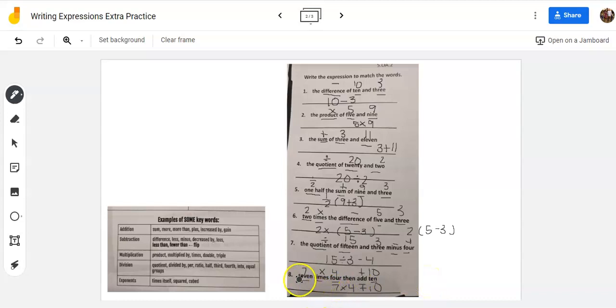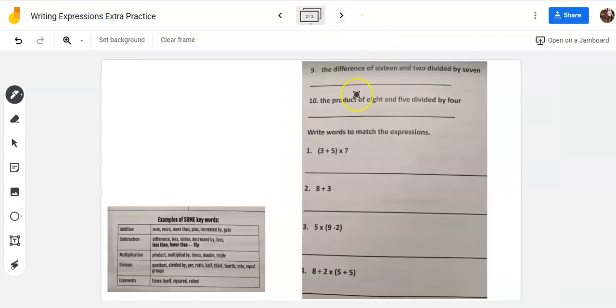Number 8, I underlined 7 times and 4. Then I underlined add and 10. Times means we're going to multiply. Add means we're going to use addition. So 7 times 4, I wrote a 7 times 4, and then I added 10. So 7 times 4 plus 10. In this case, I do not need to use parentheses because according to order of operations, I have to multiply before I add. If you put those parentheses in, that's okay. It's really not going to change what you do first.